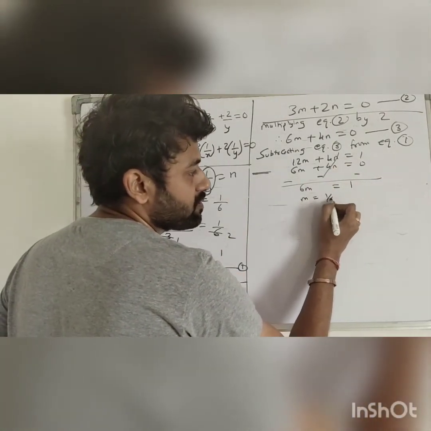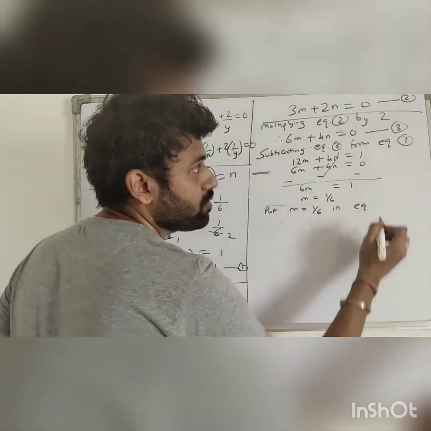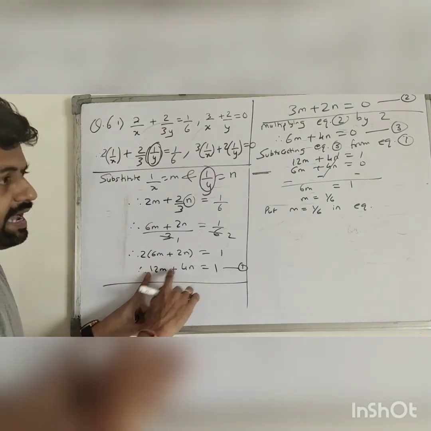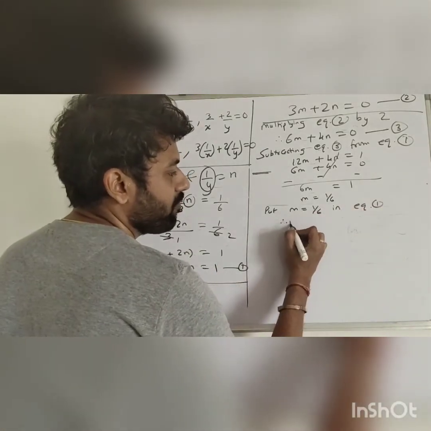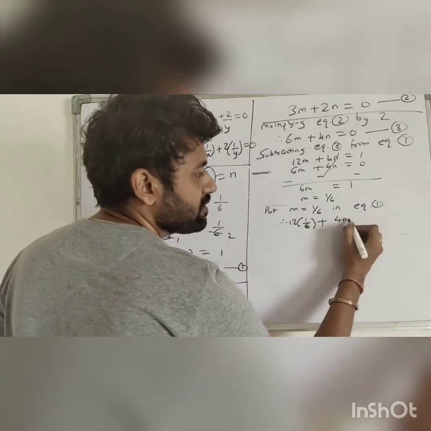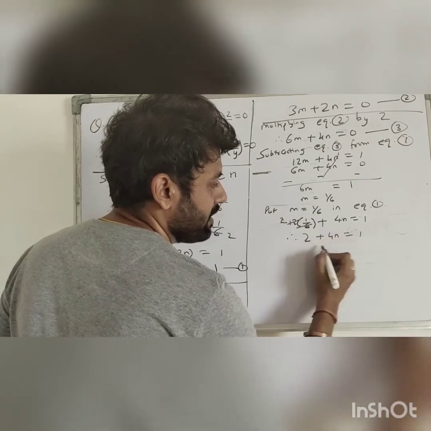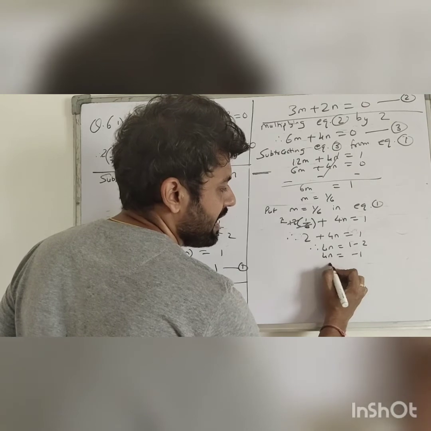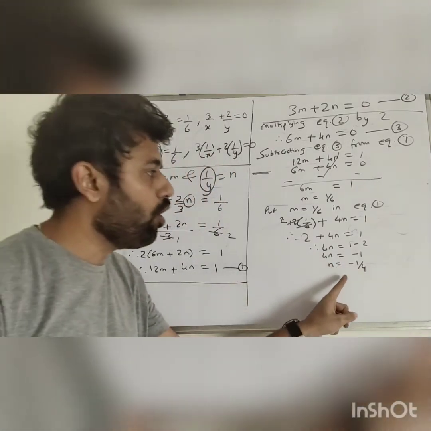m is equal to 1 upon 6. Put m is equal to 1 upon 6 in equation number 1, 2, or 3, whichever you like. I am putting it in equation number 1 because 12m, 12 into 1 upon 6, division is possible. It will be easy for me. 12 into 1 upon 6 plus 4n is equal to 1. 6 1s are 6, 6 2s are 12, that is 2 plus 4n is equal to 1. I get 4n is equal to 1 minus 2. I get 4n is equal to minus 1. n is equal to minus 1 upon 4.